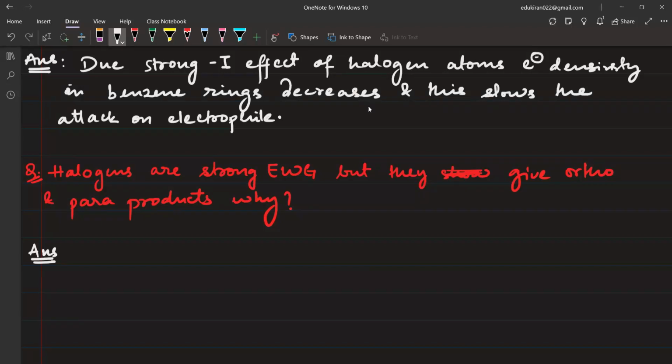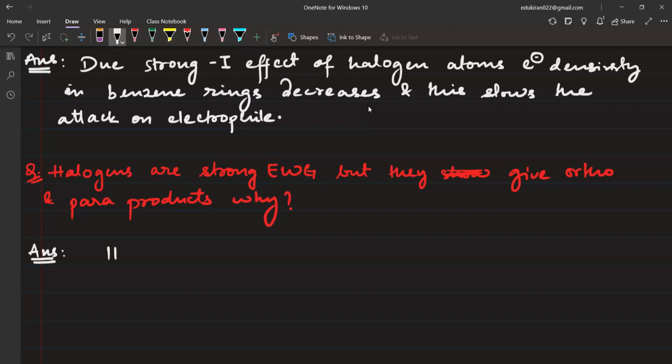You will explain this: halogens are... Please listen. Instead of halogens, you can also be asked about chlorine being a strong electron withdrawing group, but chlorobenzene gives ortho and para products, right? It is the same question, but I am writing a generalized version so that if they ask about chlorine, fluorine, iodine, or bromine, you can answer it in a similar way. No need to change the answer.